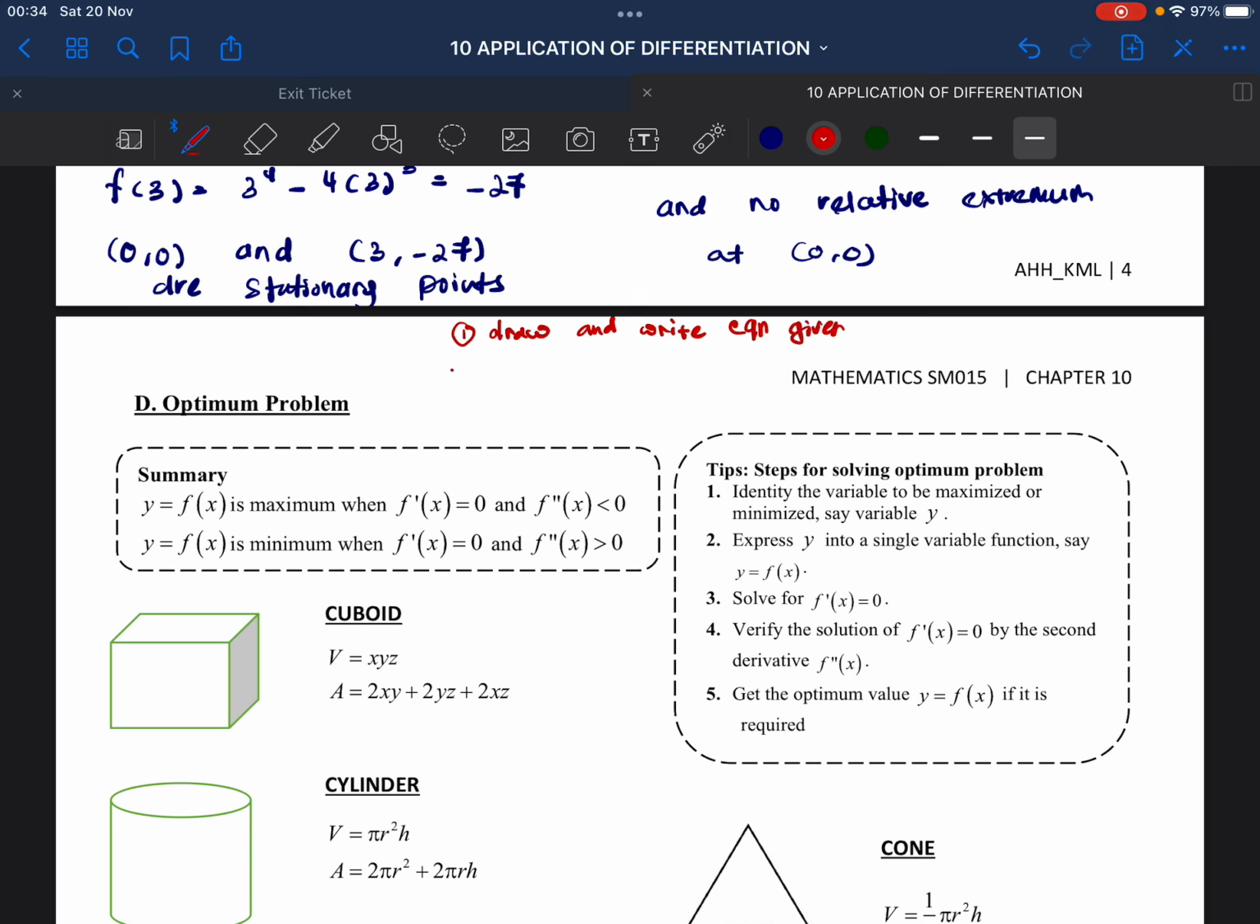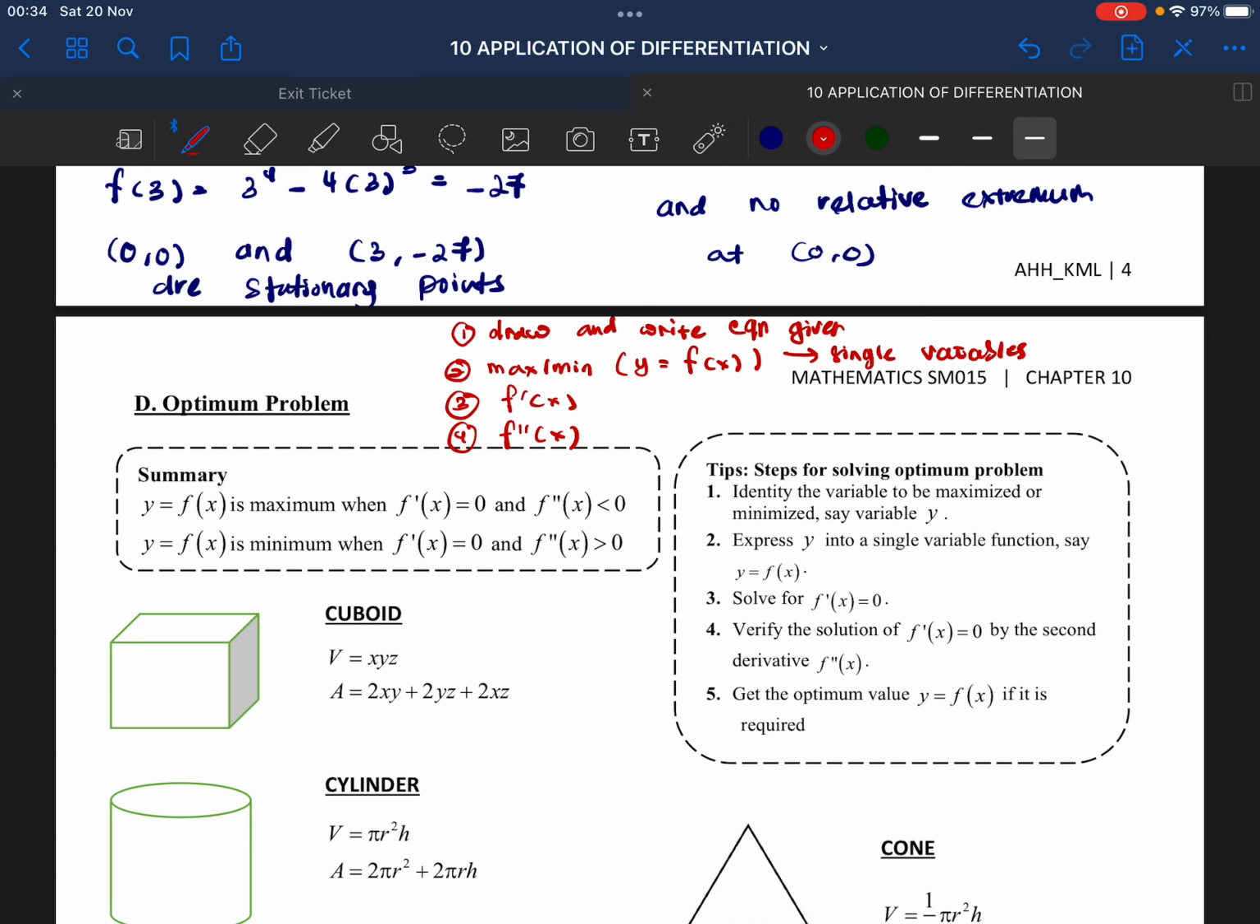Okay, so the second step here is we are going to find what is the maximum or minimum point. I mean, what is the maximum or minimum thing that the question asks. So let's say the question wants to find the area. So your area must be in a single variable. Maybe it doesn't make much sense right now, but it's okay. So the third step here is we are going to find our f prime x and then we are going to find our second derivative.